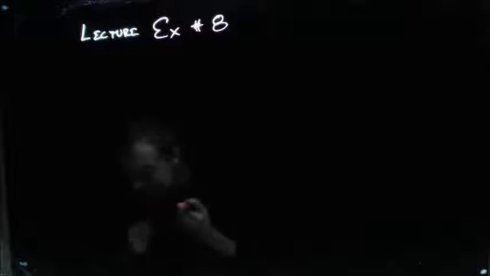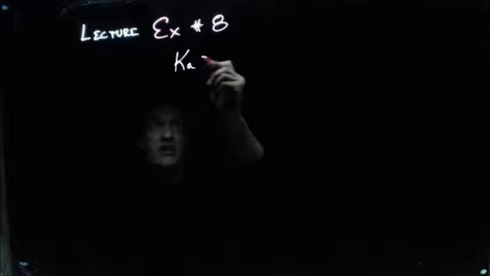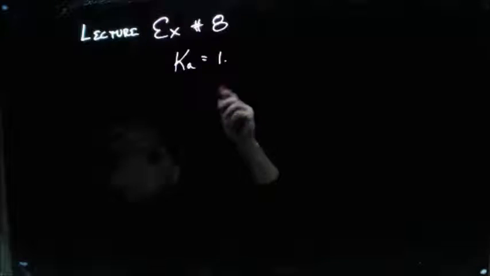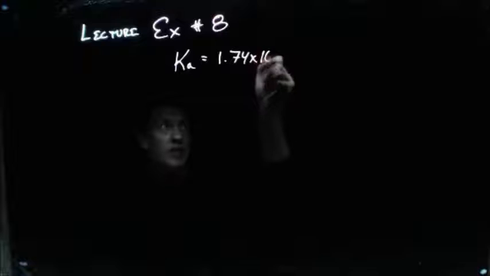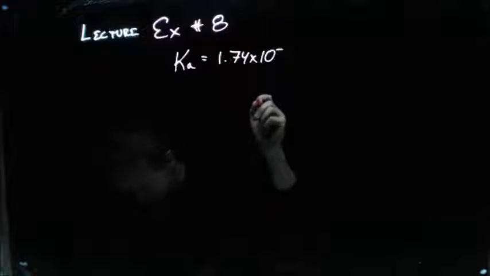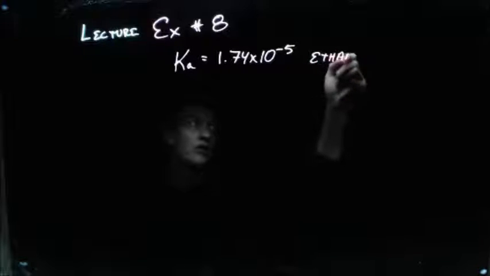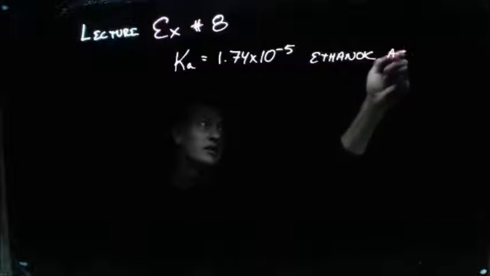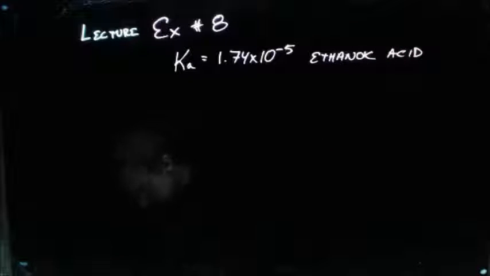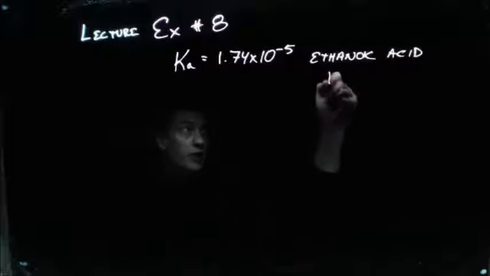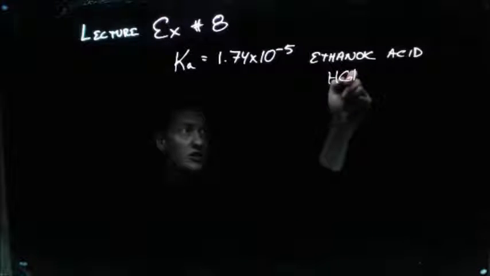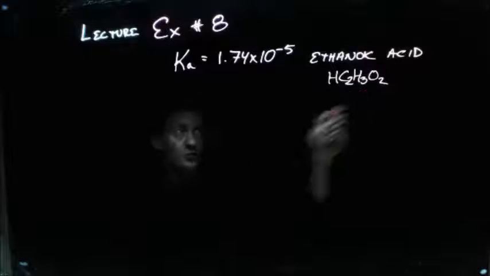Let's do lecture example number 8. Now, lecture example number 8 gives us a Ka value. It says that Ka is 1.74 times 10 to the minus 5 for something called ethanoic acid. And then it gives me a formula for ethanoic acid. It's C2H3O2.